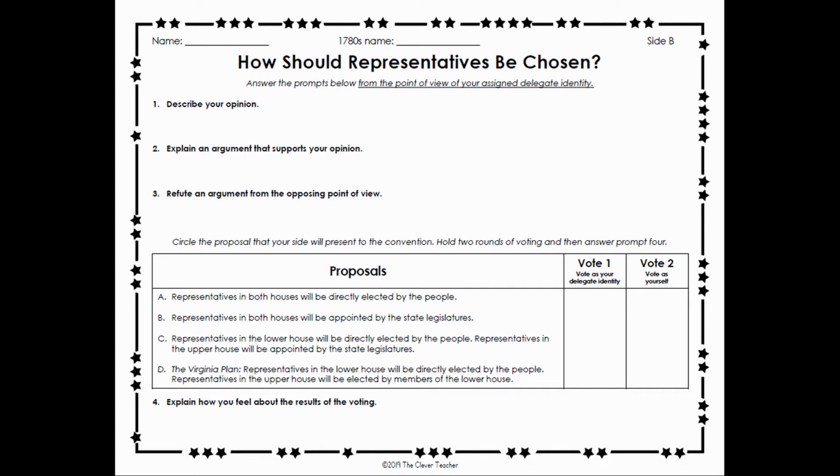Now, remember, vote 1 is based on your identity card. Now, on the next one where it says vote 2, you're going to vote again on all 4 of these proposals, but they're going to be based on your personal opinion, what you think right now, okay? And the last one, it says explain how you feel about the results of the voting. After I get all of your answers back, I will tally everything up, and then on Google Classroom, I will let you guys know what all came out, and then you guys will give me number 4, explain how you feel about the results of the voting, okay?